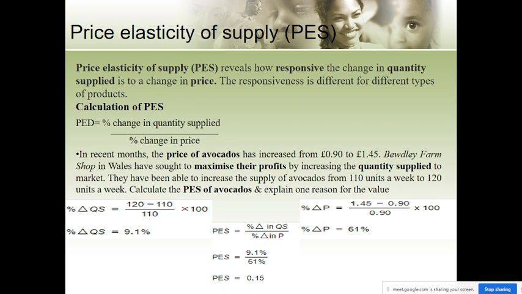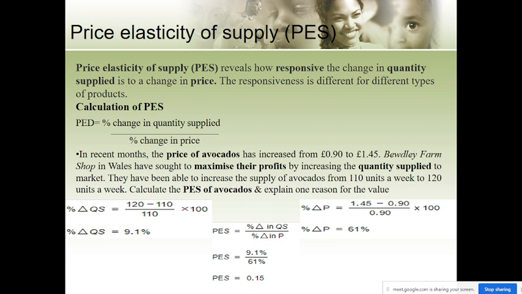This is known as the change in the quantity supplied. You have to remember that when your price increases, your supply will also increase, opposite to the demand concepts. So if you look at the price, the new price is 1.45 and the last one was 0.90, and the original one is also 0.90. You multiply by 100 and you get 61% change in the price. Now you have to put both of these values into the formula of PED. No, this is a mistake, this is not PED, this is PES basically.